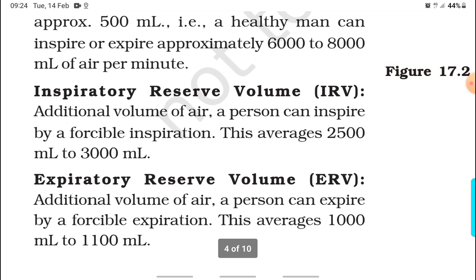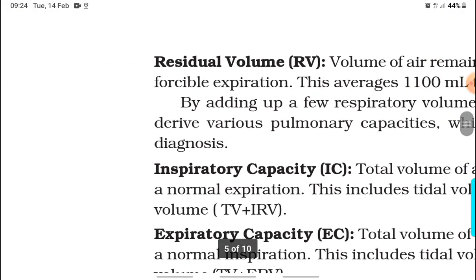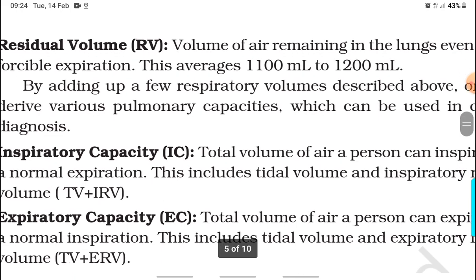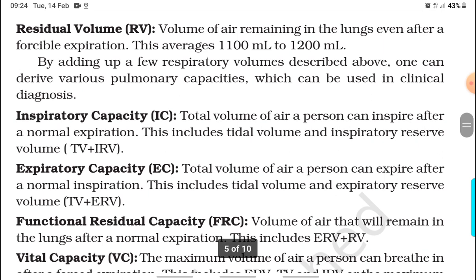Inspiratory reserve volume or IRV: the additional volume of air a person can inspire by a forcible inspiration. This averages 2,500 ml to 3,000 ml. Expiratory reserve volume or ERV: the additional volume of air a person can expire by a forcible expiration. This averages 1,000 ml to 1,100 ml. Residual volume or RV: the volume of air remaining in the lungs even after a forcible expiration. This averages 1,100 ml to 1,200 ml.